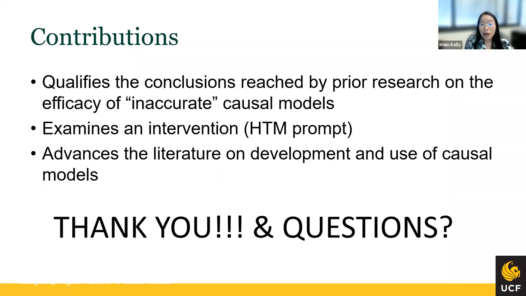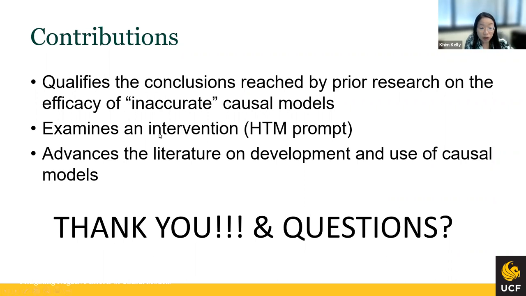Contributions of our study: we think that it does qualify the conclusions reached by prior research on the efficacy of having inaccurate models. We do show that if you're vested in the model, especially if you have been given it, you tested it, you validated it, and then now the model changes, that potentially can impair your ability to learn new things.